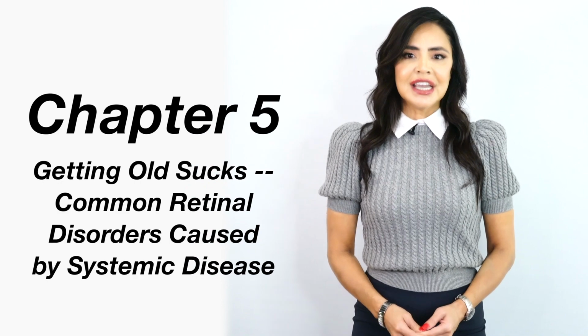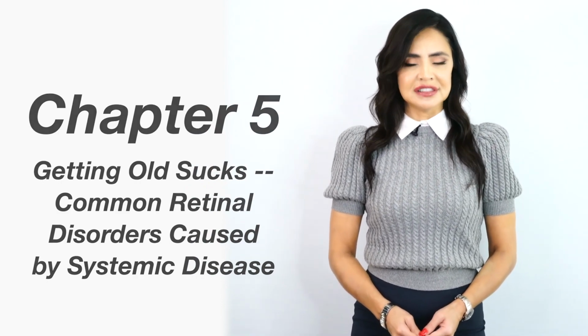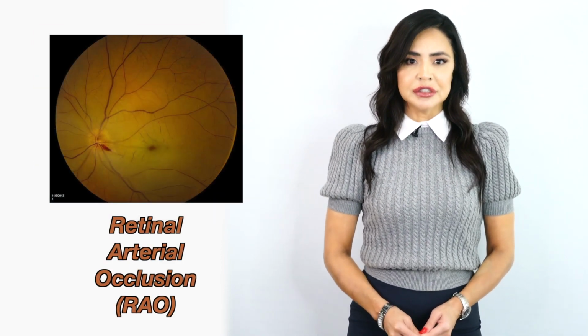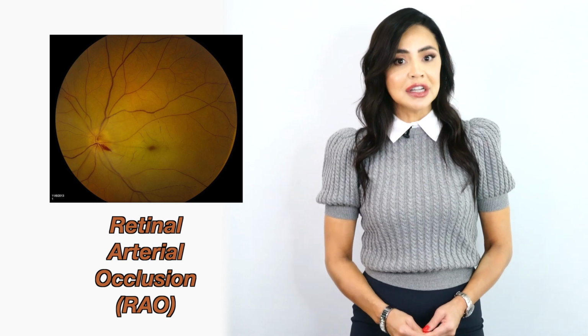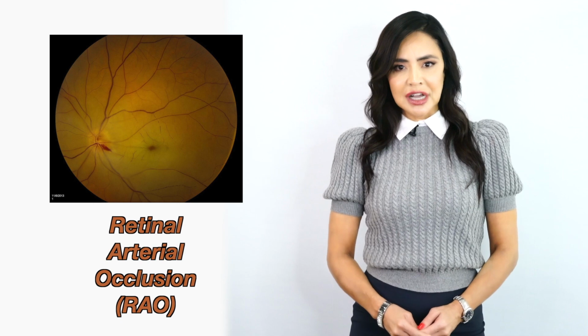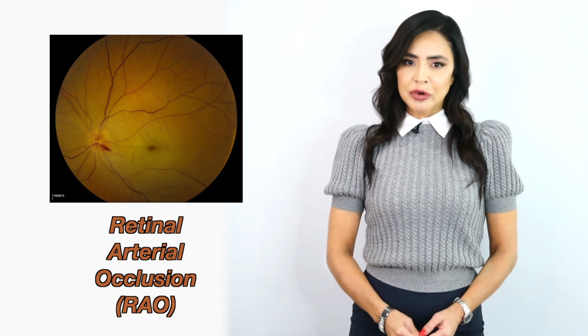Chapter 5, getting old sucks, common retinal disorders caused by the systemic diseases. As patients age, it is natural to see varying levels of regression. Many of these come from systemic diseases. Some of these diseases are retinal artery occlusion, blockage of the oxygen-containing arteries from a blood clot, embolus, or inflammation. This occurs when plaques lock themselves in the retinal artery and disrupt blood flow by causing more clots.